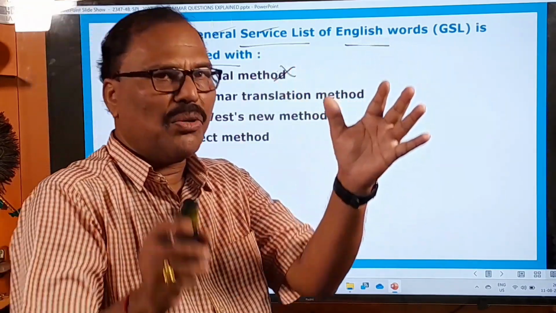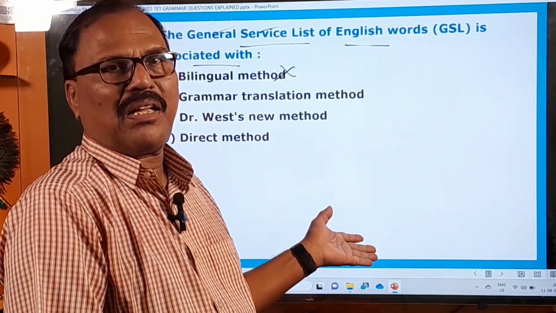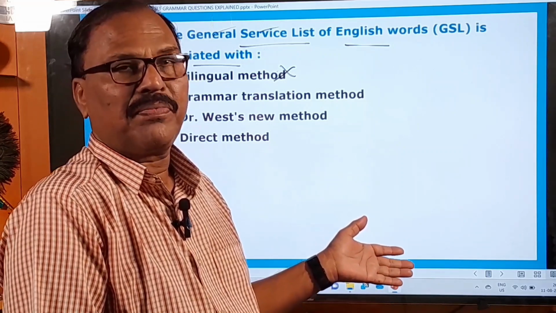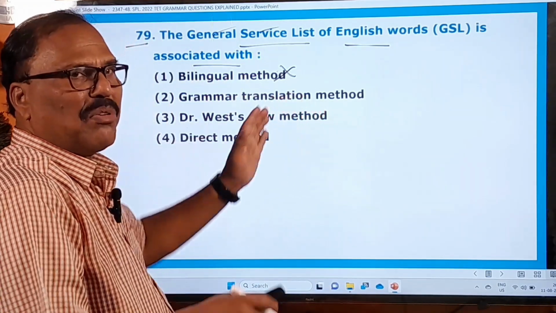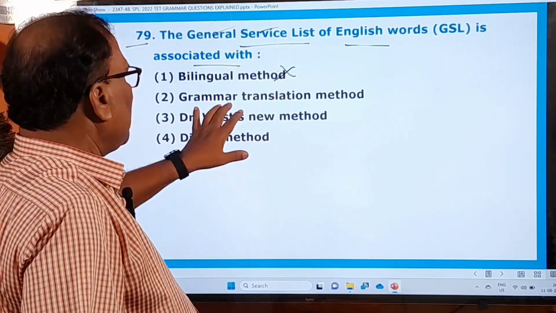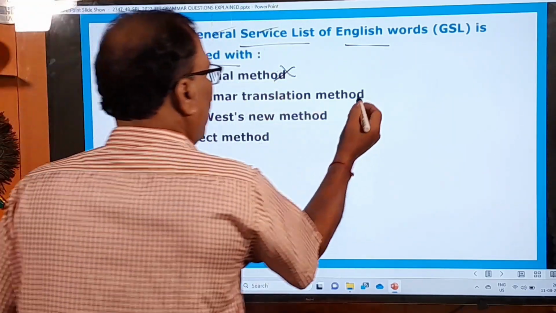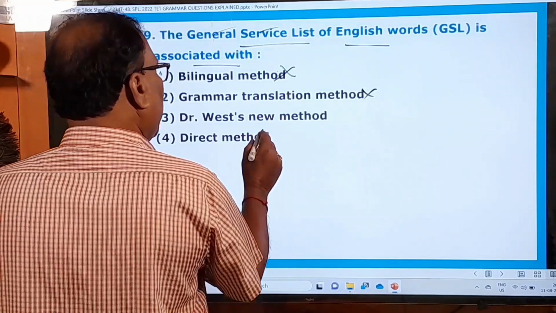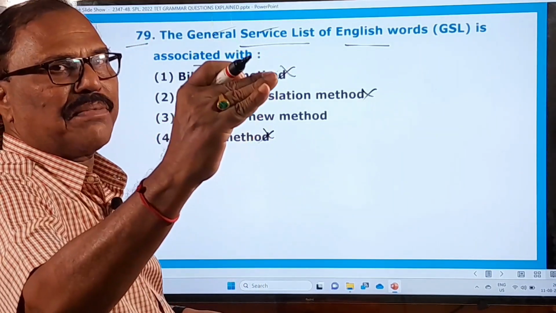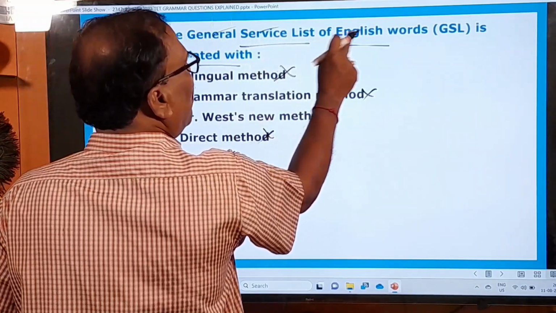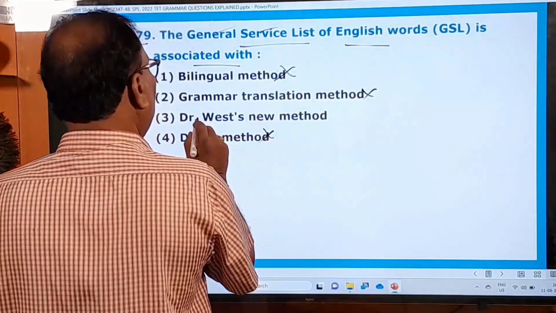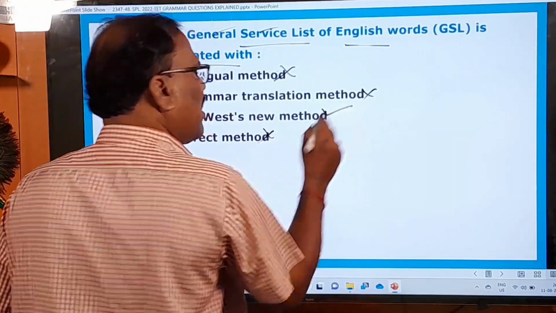English చెప్తూ తెలుగును వాడుకుంటూ ఇంగ్లీష్ చెప్పడం. ఇప్పుడు నేను అదే చేస్తున్నానుగా, అప్పుడప్పుడు ఐ యామ్ యూజింగ్ సమ్ తెలుగు. సో దిస్ is bilingual method. Grammar translation method, మొత్తం గ్రామర్ ట్రాన్స్లేట్ చేసి చెప్పడం, that is called grammar translation method. This is also not correct. And direct method means English to English. So here this general service list of English words is associated with Dr. West's new method. This is the right one.